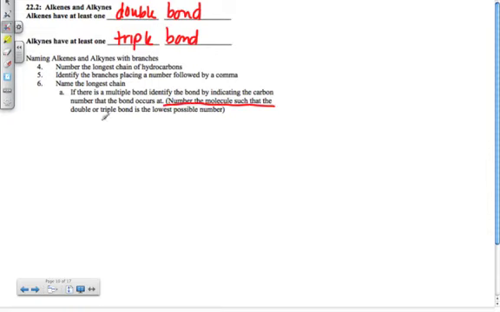So this is important because if you have bonds present and branched carbons, you're going to number the bonds so they get the lowest number over the branches. Let's take a look at some examples.